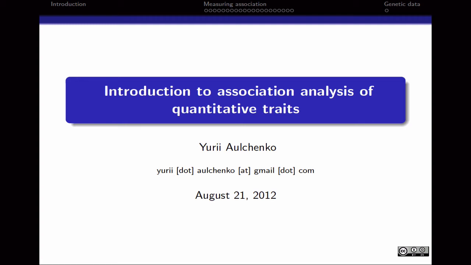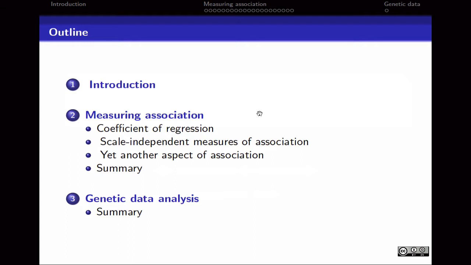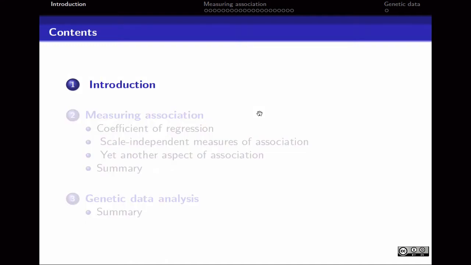I'm going to talk about association analysis of quantitative traits. I will start with a short introduction and then we will discuss different aspects, different ways to measure association, and then finally we will discuss what is specific about association analysis of genetic data.